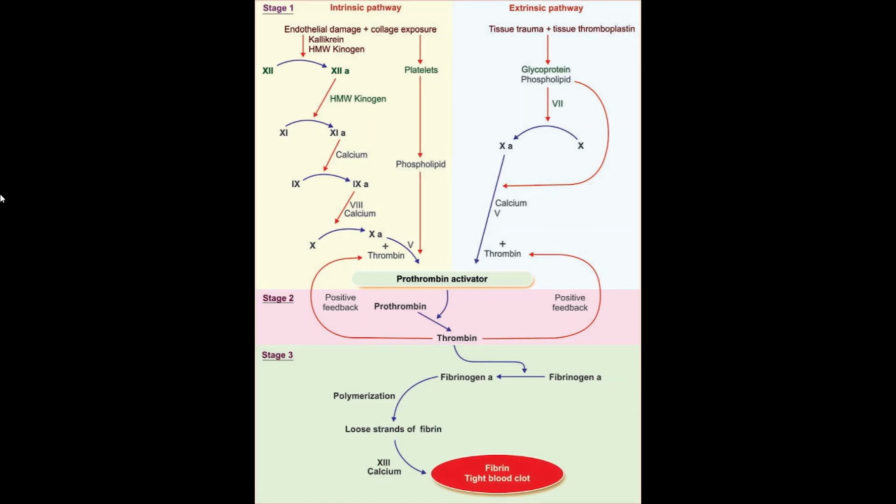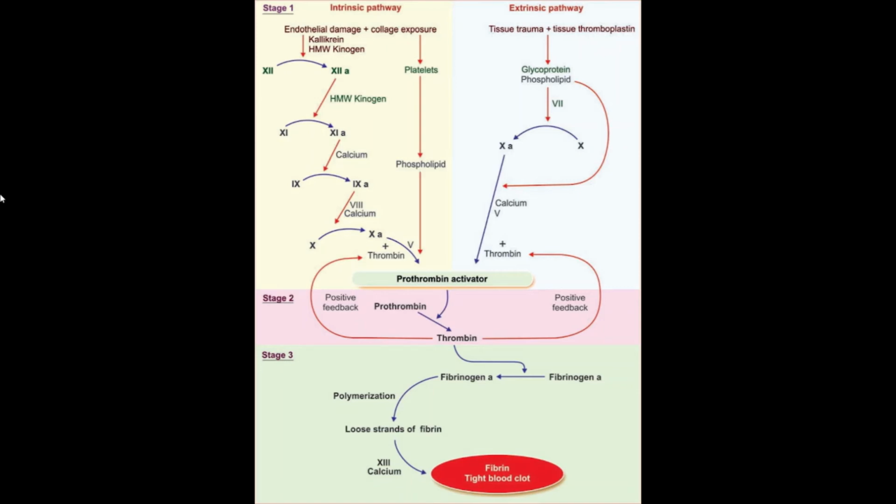Over here, kallikrein and the high molecular weight kininogen are included. They cause the activation of the 12th factor, and it further activates the 11th one, then 9th, then 10th, which further in the presence of the 5th one causes the prothrombin activation, which comes under step 2. In step 2, the prothrombin is activated and converted to thrombin. And then finally in the third step, this thrombin converts the fibrinogen to fibrin in the presence of calcium.